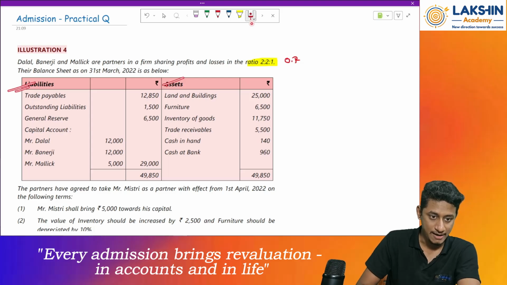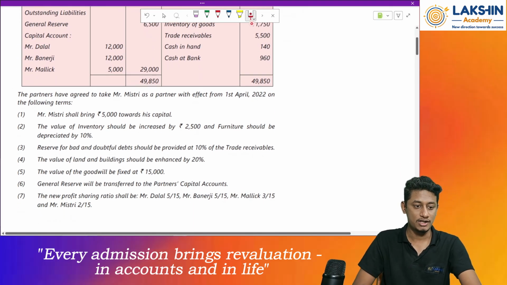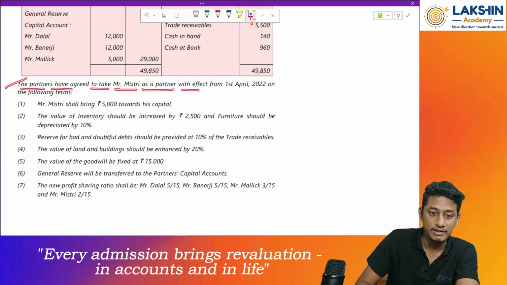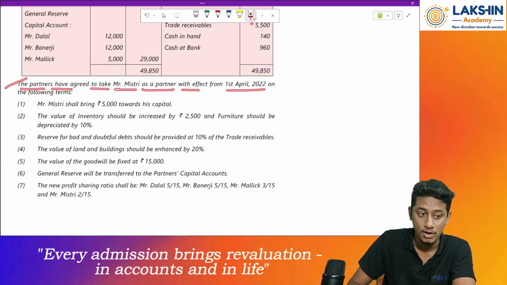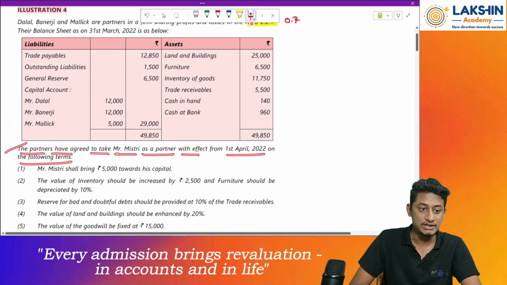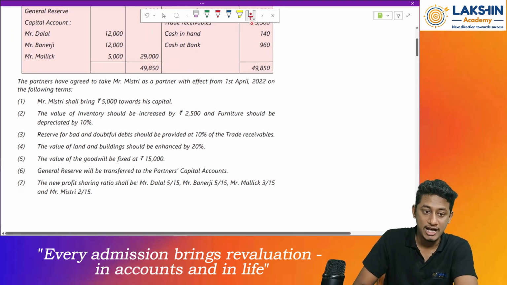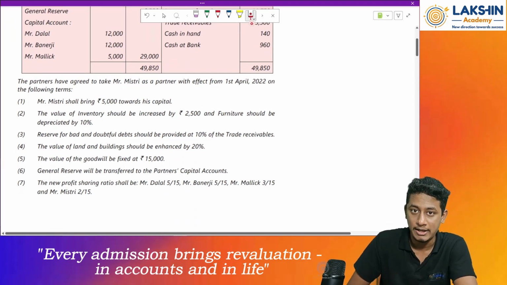So they have given us the liabilities and assets. Just have a look at it. Now, what are the adjustments to be done? The partners have agreed to make Mr. Mistry a partner with effect from 1st April 2022 on the following terms. Was Mistry there before? Mistry was not there, right? So now they are admitting Mistry to the partnership firm.